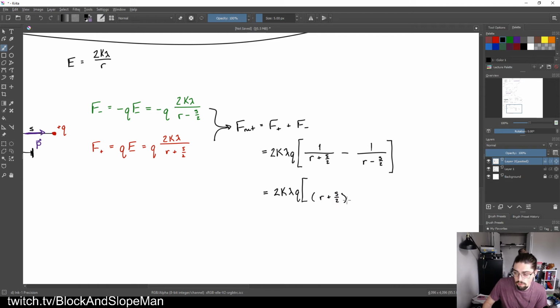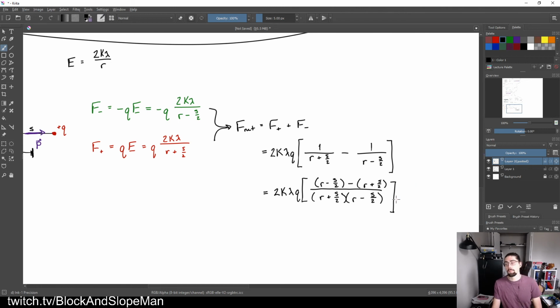So we get that. And we get that, right? R plus S over 2 times R minus S over 2. And if we do that, then on top, we're going to end up with R minus S over 2 minus R plus S over 2, which is a few minus signs to keep track of.